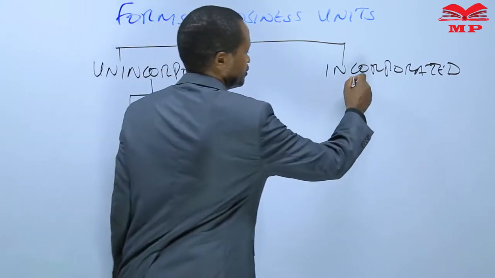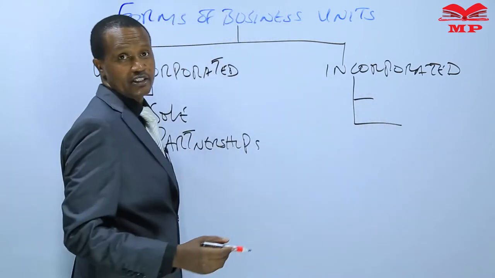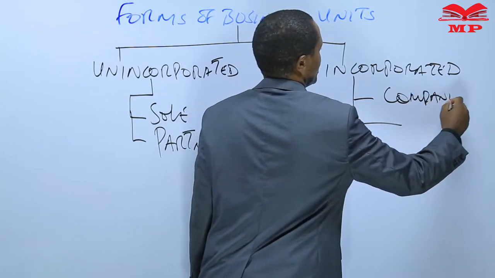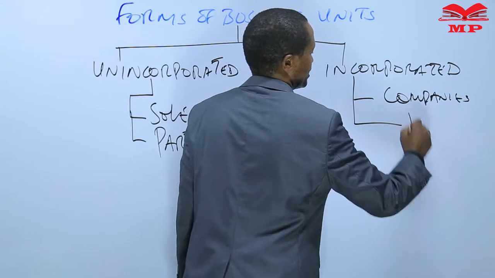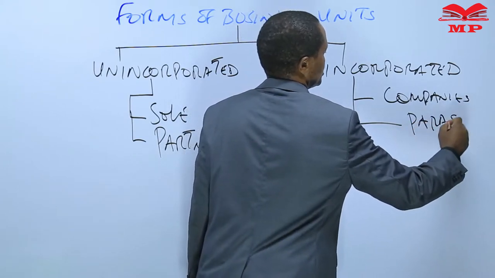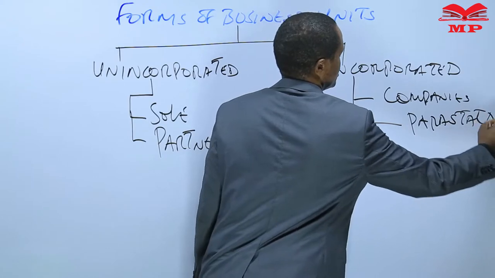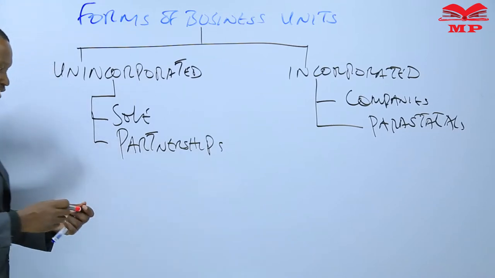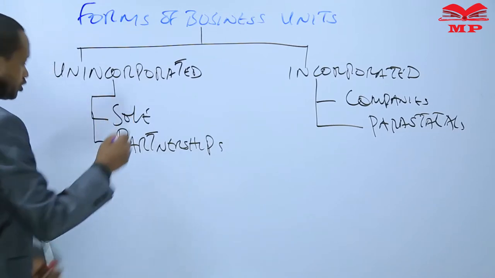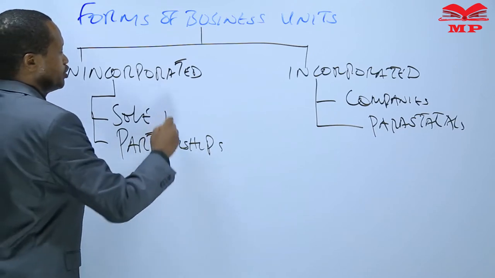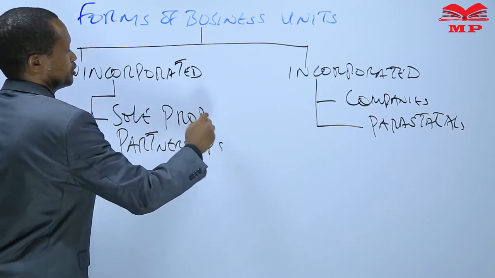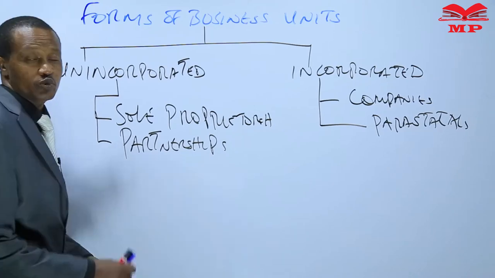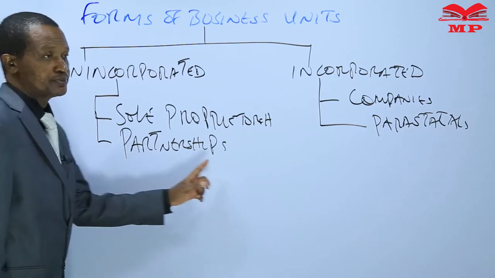We gave examples for the incorporated business units, like the companies, parastatals, cooperative societies, and so on. In the previous lessons, we discussed in detail the sole proprietorships. Today we want to shift our attention to partnerships.